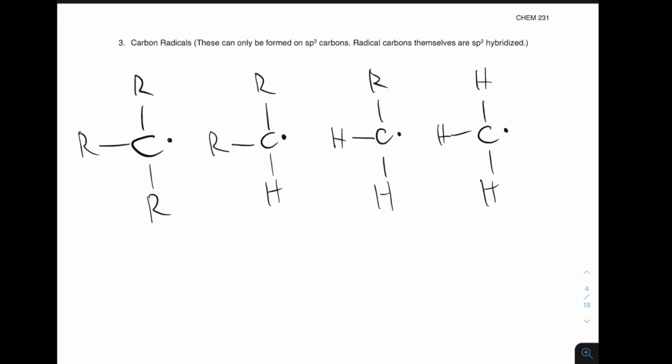However, a carbon radical only has 7 electrons around it, and it needs 8.